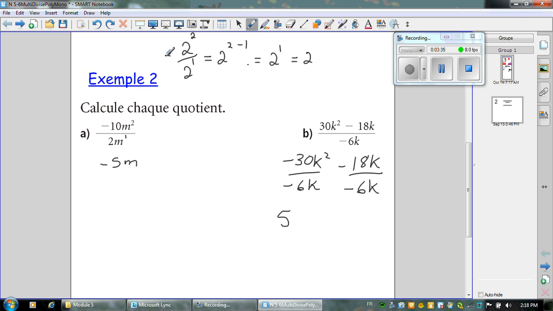Remember that I could do it this way as well. 2 multiplied by 2 divided by 2, I can just cancel them out. So I can get just 1, 2. So k times k squared, just canceling a k, 5k. Negative 18 divided by negative 6 is positive 3. And k divided by k, no more k, because here they cancel each other out.